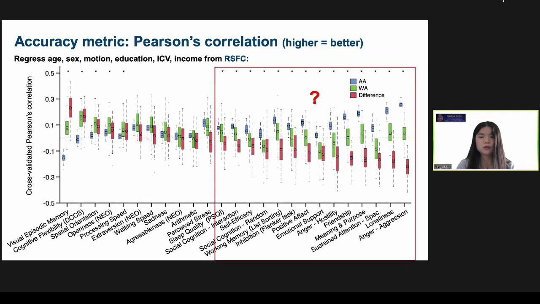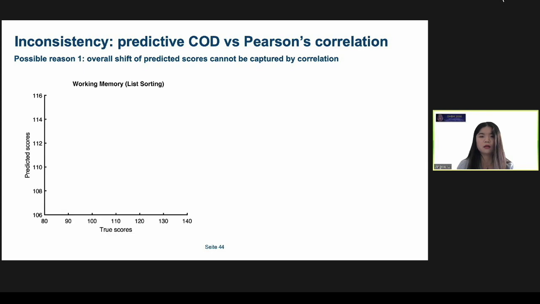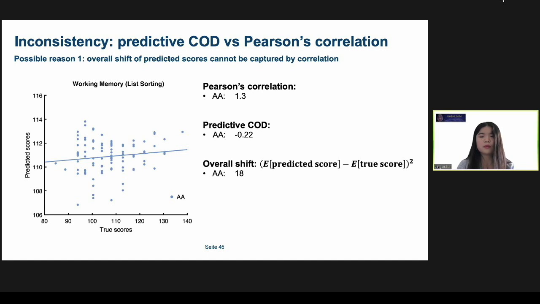These are the behaviors that show inconsistency between predictive COD and correlation metrics, which need further exploration. The first reason could be that correlation can't capture the overall shifts of prediction. Here I show an exemplar behavior's scatter plot. The x-axis is the true behavior score, and the y-axis is the predicted score. Each blue dot represents one African American subject, and green dots are white American subjects. Visually, African Americans do have a more positive slope, but numerically, their predictions deviate more from the average true scores.